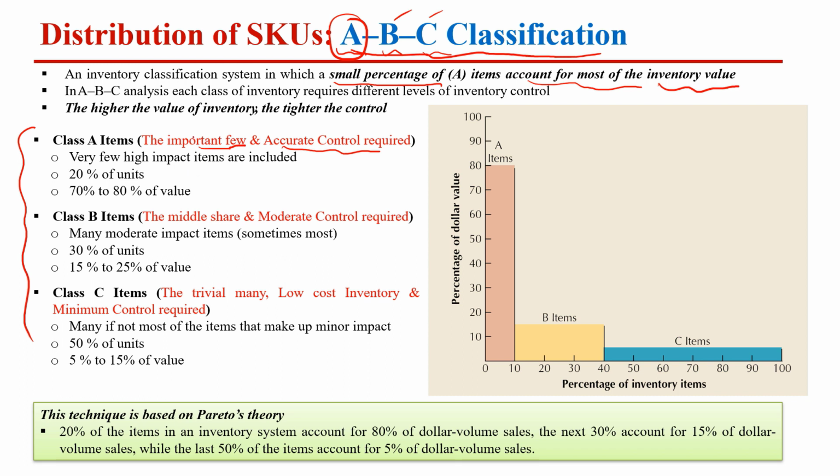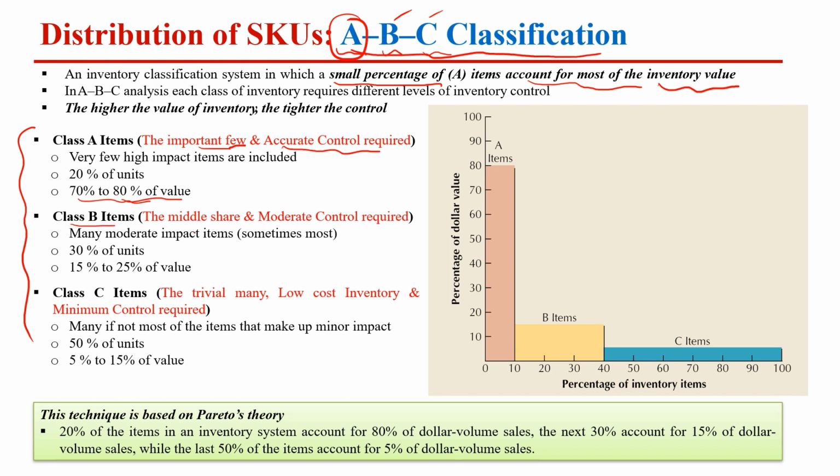In terms of the frequency or the number of those items, that is 20% of your products. Sometimes people say it is 15 to 20, but 20% of the products are normally considered A type. In terms of dollar value, that is going to be almost 80%, 70 to 80% if we are classifying with respect to the dollar value.